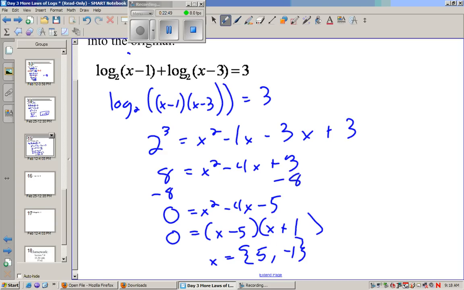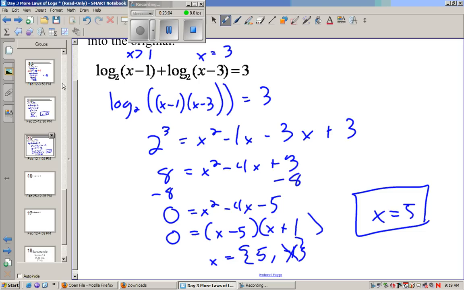Now let's check and see if they work. Here, this will accept everything greater than 1. This one will accept everything greater than 3. So negative 1 won't work here. x equals 5 is the only correct answer.